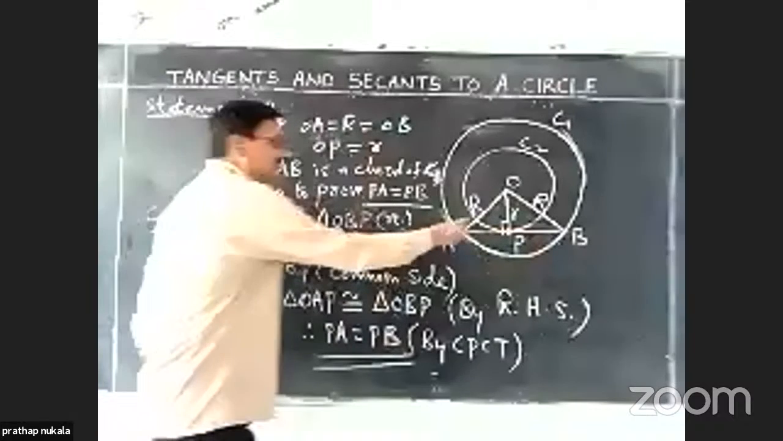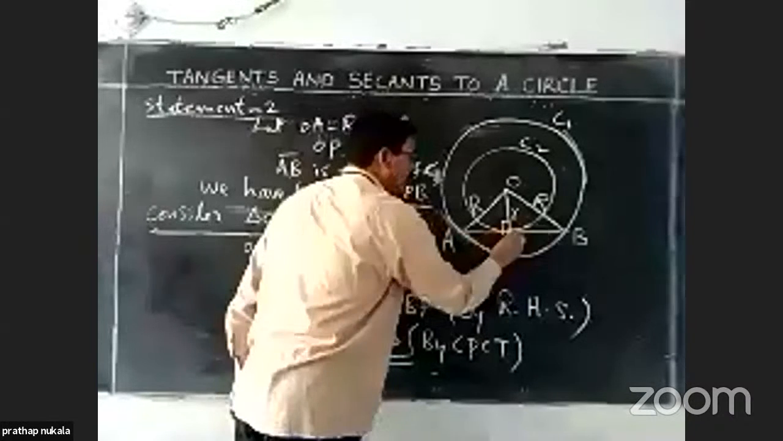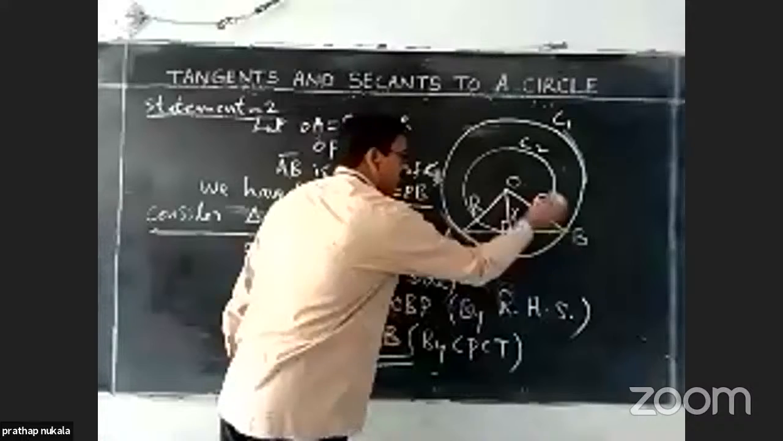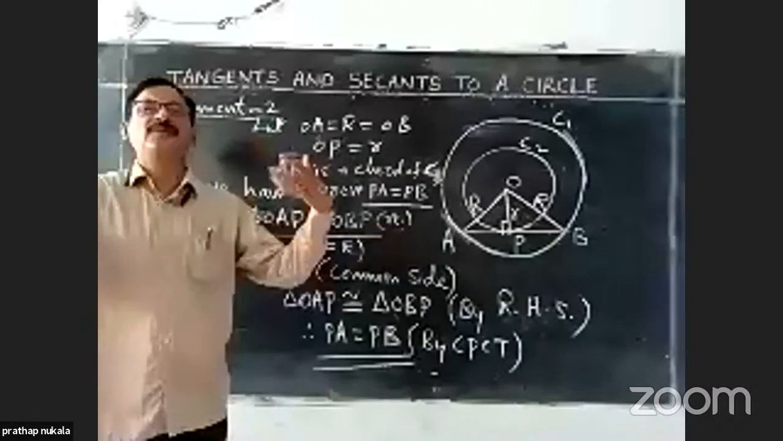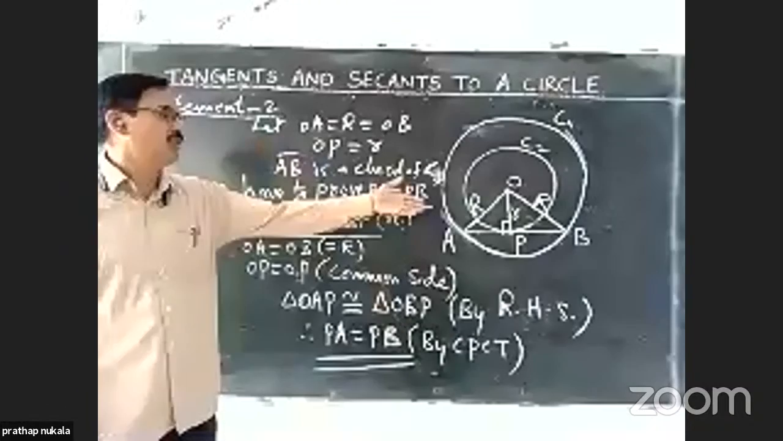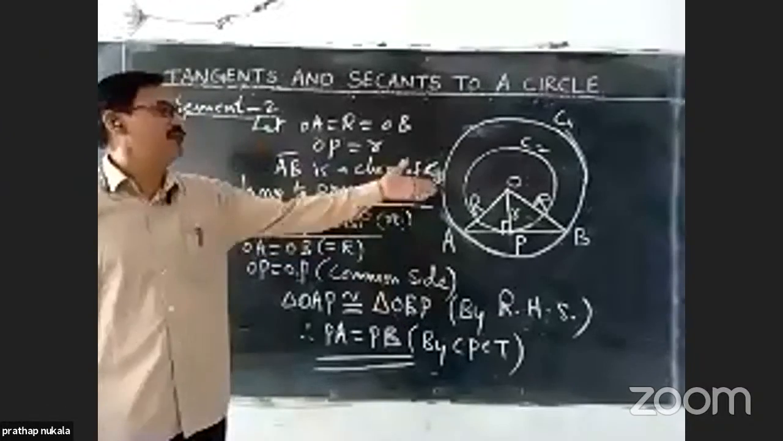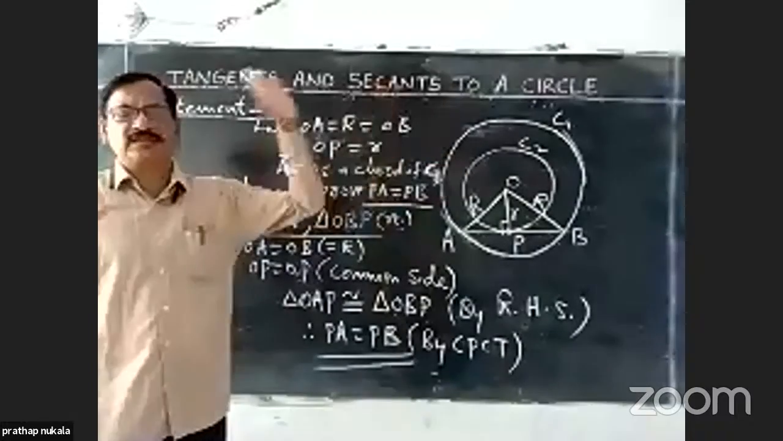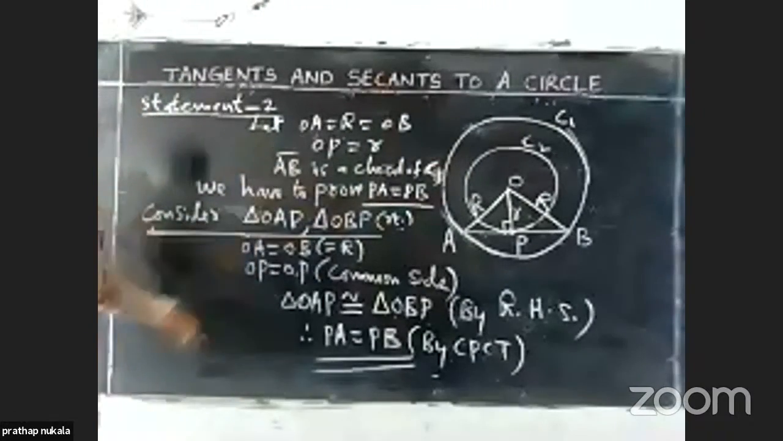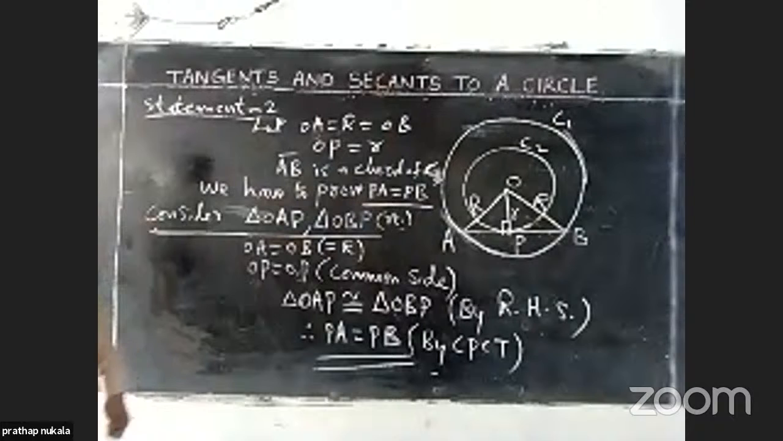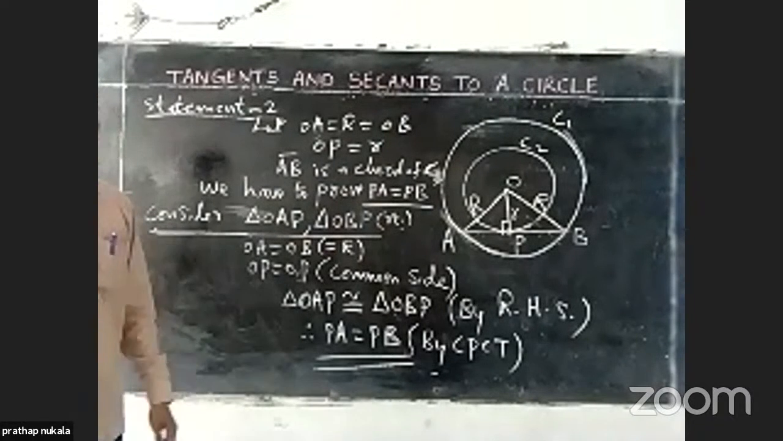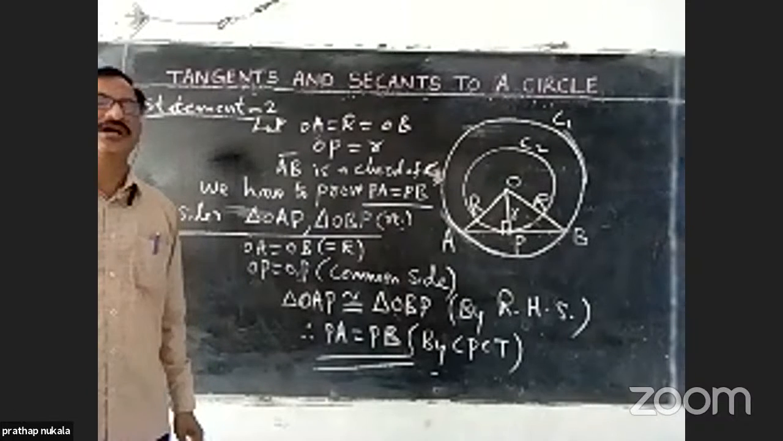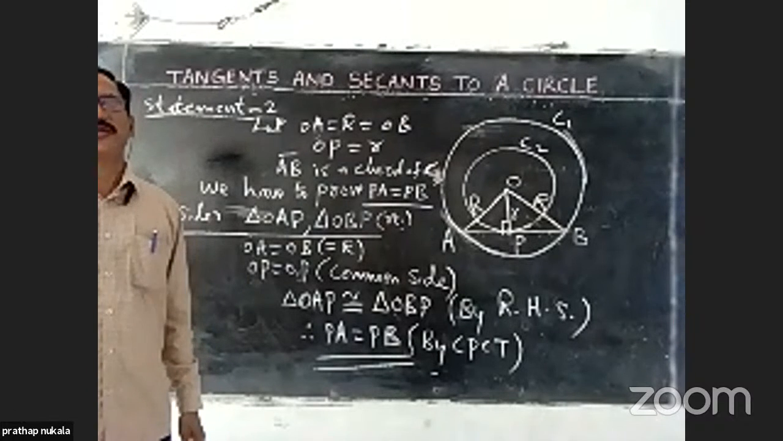The distances are equal, PA equals PB. That means P divides chord AB into two equal halves. That is, the point of contact P bisects the chord of the bigger circle. This is statement 2, and it is true. In the next class, we can prove the remaining two statements and go to the remaining problems of exercise 9.2.